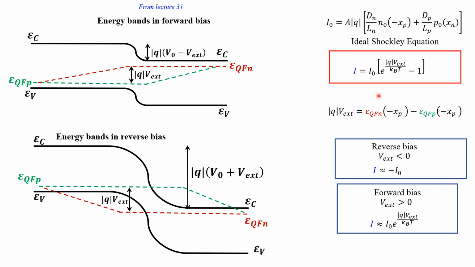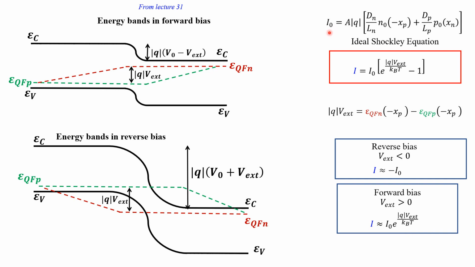So when we are in reverse bias, the external voltage is negative. When we are in forward bias, the external voltage is positive. And notice that in reverse bias, we're going to have the exponential of a negative number, which will be much smaller than 1, which means that the total current is approximately equal to the saturation current. And in forward bias, we're going to have the exponential of a positive number, which will be much larger than 1, and the total current now depends exponentially on the external voltage.